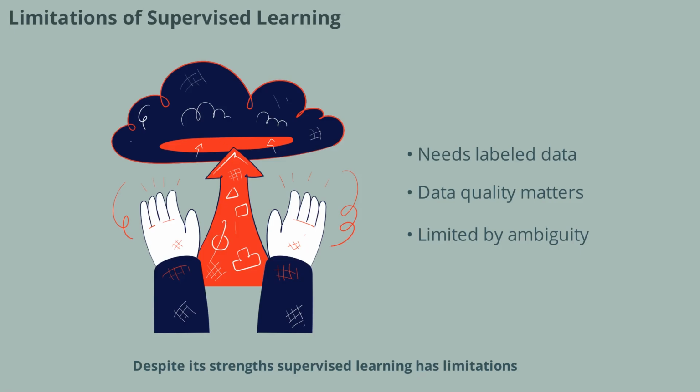Despite its strengths, supervised learning has limitations. It requires large amounts of labeled data, which can be expensive and time-consuming to obtain. The model's performance is also limited by the quality and diversity of the training data. Additionally, supervised learning may not perform well on tasks where labels are unavailable or ambiguous.